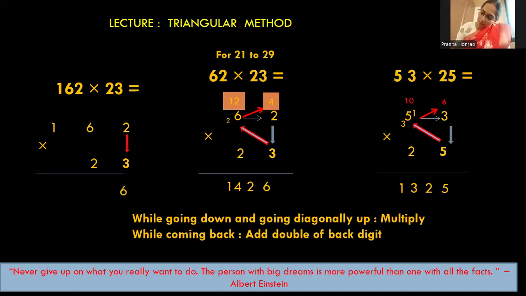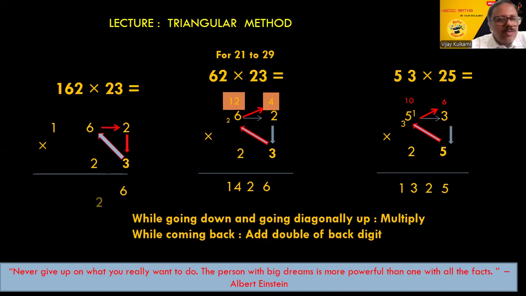6. Now 3 6s are 18. 18 plus the double of 2. What is the double of 2? 4. So 18 plus 4 is 22. Write down 2, and 2 will get carry over.